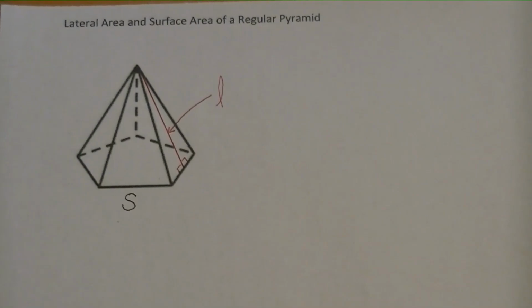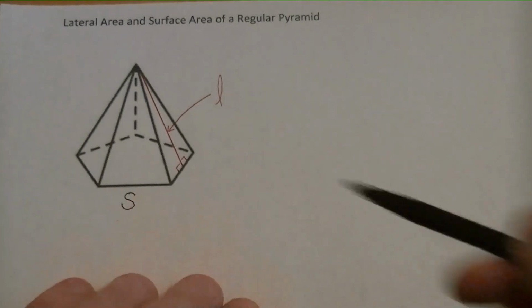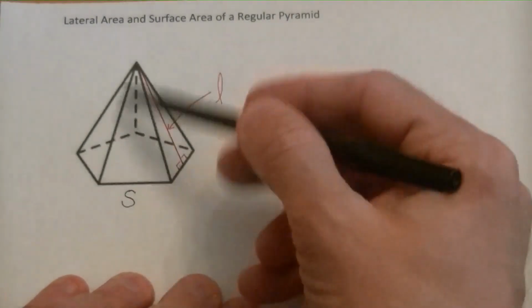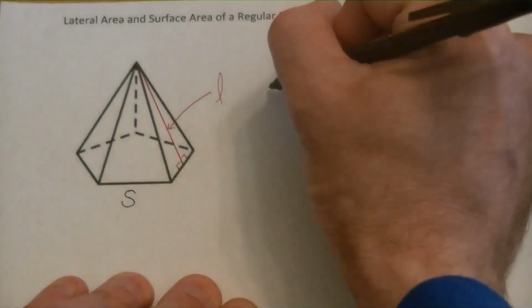If it's an oblique pyramid, or if the base is not a regular polygon, then you would just have to get the individual surfaces that you want and add them up. But when it's a regular pyramid, there's a nice formula. All of these triangles would be congruent on a regular pyramid.